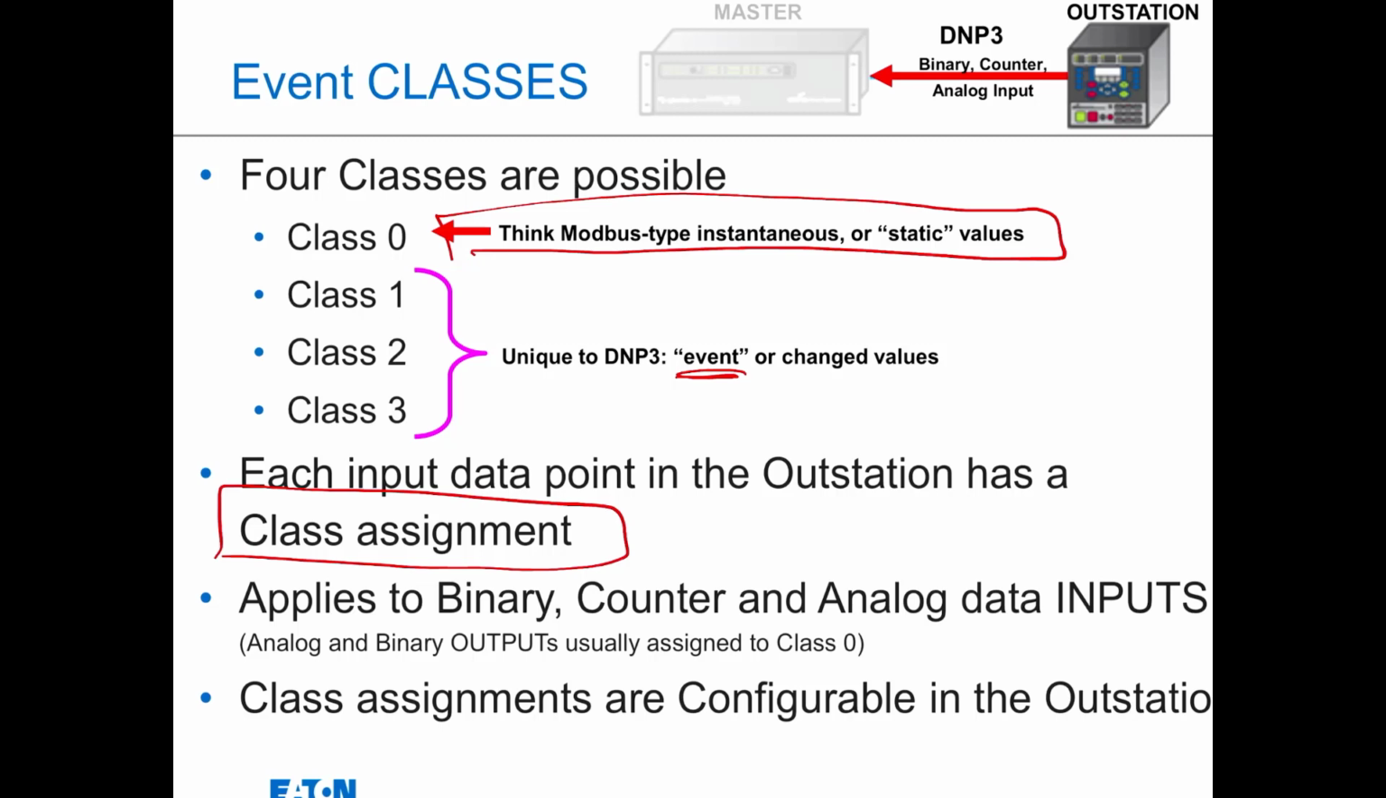So one thing to understand, though, is any data that's going to be in class 1, 2, or 3 has to be in class 0, right? So there's no doubt that it has to be a real-time point that's changing, like a class 0 point. And it says class assignments are configured in the outstation. Okay.